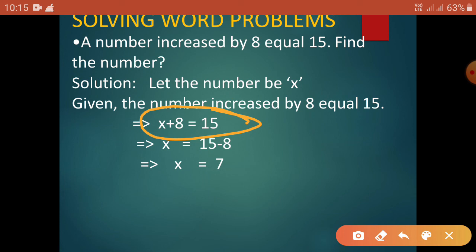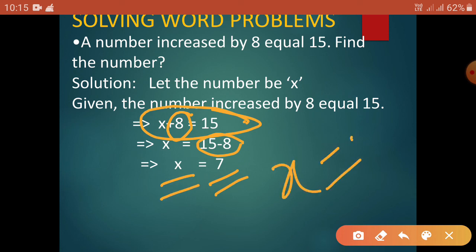Here, if it is the equation, then we have to balance both sides. So here it is x plus 8, so we have to transpose this to the right hand side. If you transpose it, it will become minus 8 on the right hand side. So 15 minus 8 gives us 7. So the value of x is equal to 7. That means the number is 7 here.